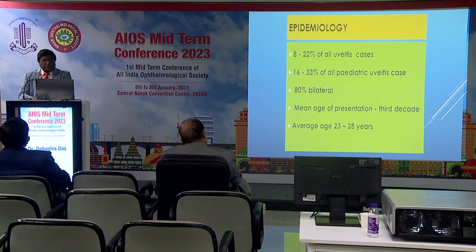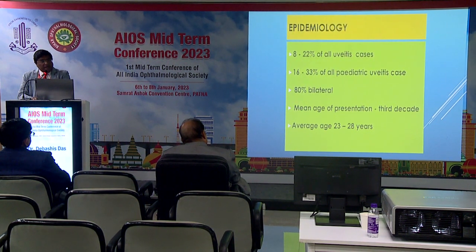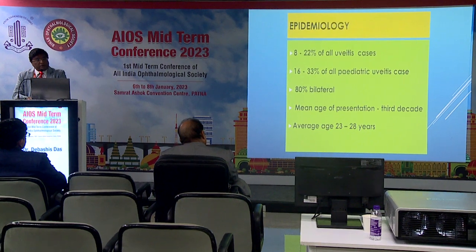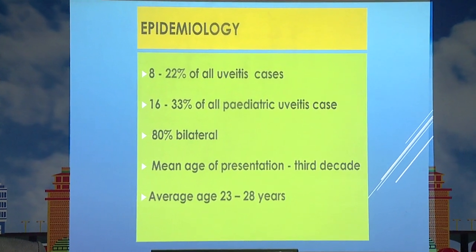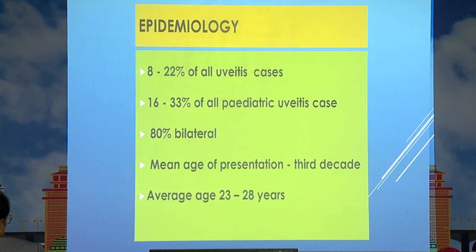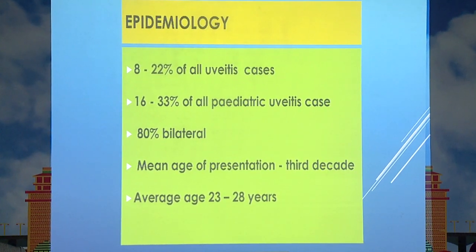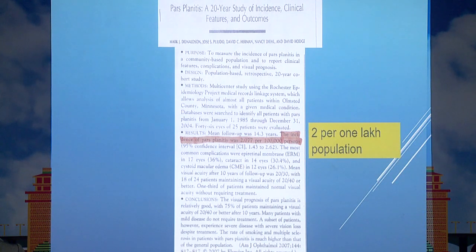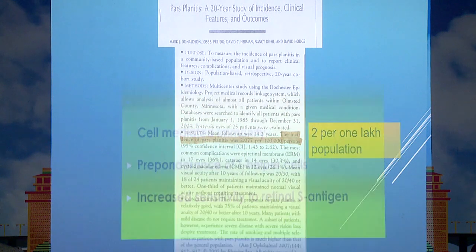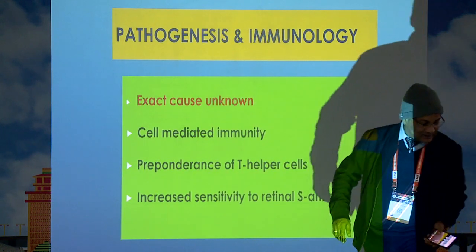If we go into the epidemiology, it accounts for 8 to 22% of all uveitis cases and 16 to 33% of all pediatric uveitis cases, and 80% of these cases are bilateral. Usually the age of presentation of intermediate uveitis is the third decade of life, with an average age of presentation of 23 to 28 years. The incidence is usually 2 per 1 lakh of population as per previous studies. What is the pathogenesis?